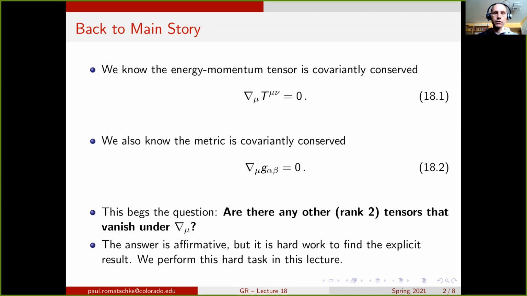Nevertheless, I think it is instructive to follow the derivation of this, because we will need it as a main building block of the Einstein Field Equations, so we will perform this hard task in the present lecture.